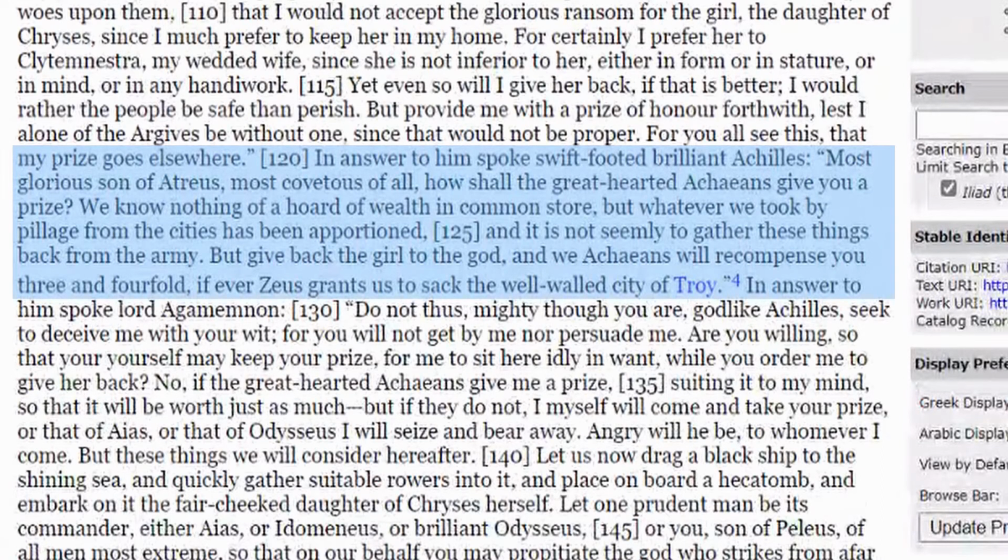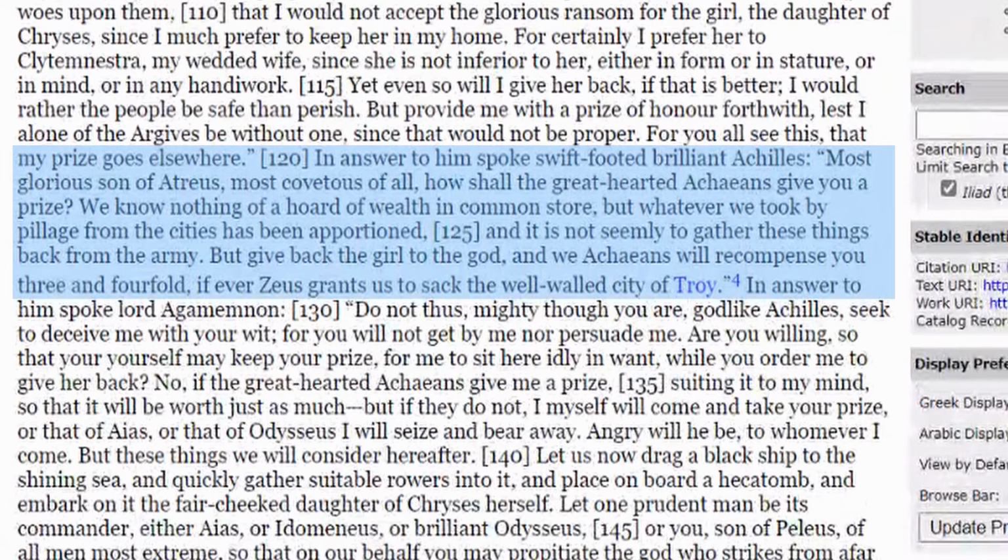So Achilles says, "Most glorious son of Atreus, most covetous of all, how should the great-hearted Achaeans give you a prize? We know nothing of a hoard of wealth in common store, but whatever we took by pillage from the cities has been apportioned, and it is not seemly to gather these things back from the army." So they're not communists. They don't just redistribute wealth. It wouldn't be appropriate. Well, maybe it wouldn't be appropriate, but it is necessary. Achilles makes this offer: give the girl back, he says, "and we will recompense you three- and fourfold if ever Zeus grants us to sack the well-walled city of Troy."